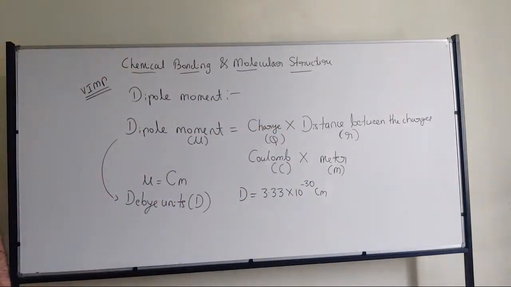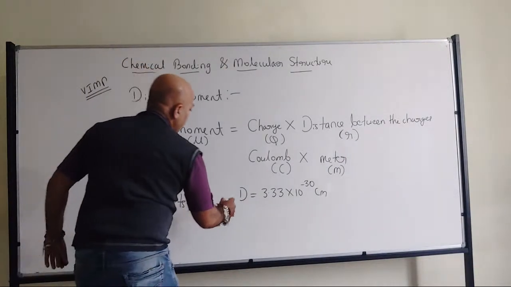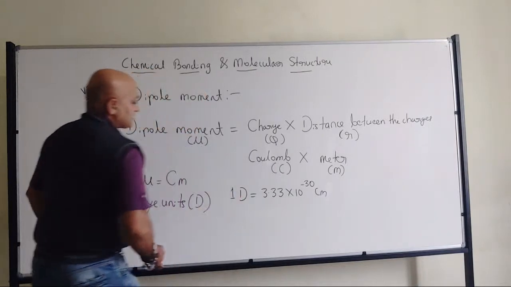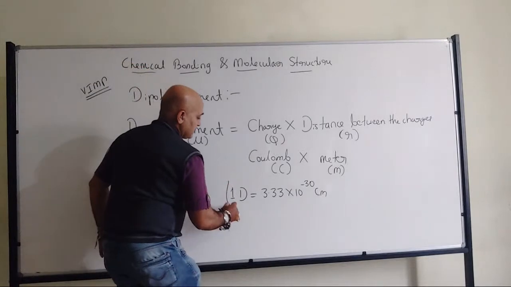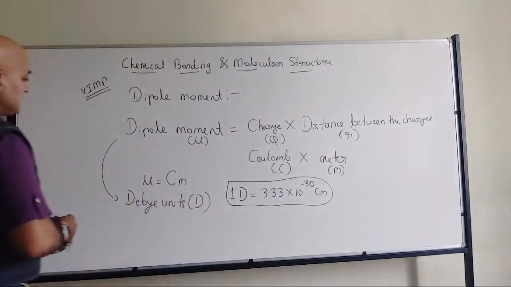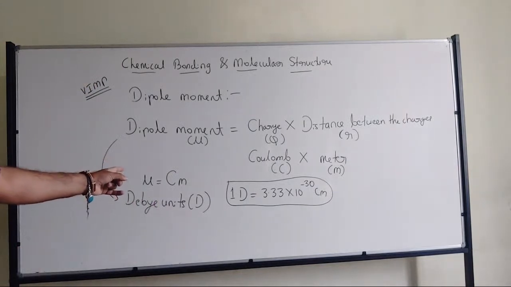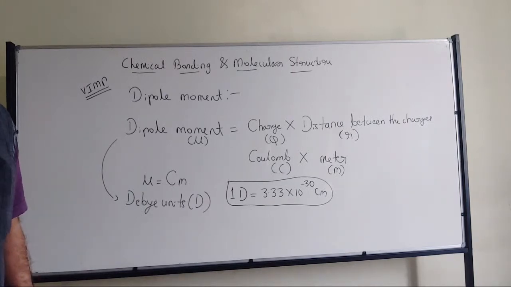1 Debye unit is equal to 3.33 into 10 to the power of minus 30 Coulomb meter. So that's where we have the conversion factor. You should remember, so it's fine. Otherwise, you should remember Coulomb meter, the definition of dipole moment. So that and all you should remember. If I want to define the dipole moment, now I can define.